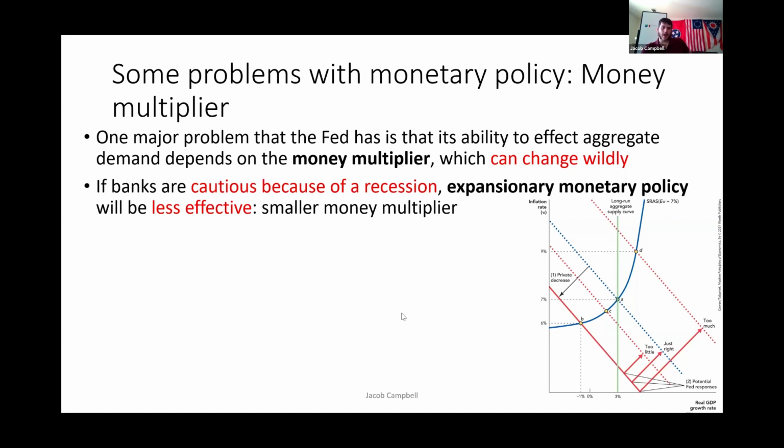Now, we'll talk about a few problems with monetary policy. So one major problem with it is that this whole premise depends on the existence of the money multiplier. The whole premise of monetary policy depends on the idea of fractional reserve banking, but the money multiplier can vary wildly. And especially, it's mostly driven by the feeling of the banks themselves. The Fed doesn't force banks to borrow from it.